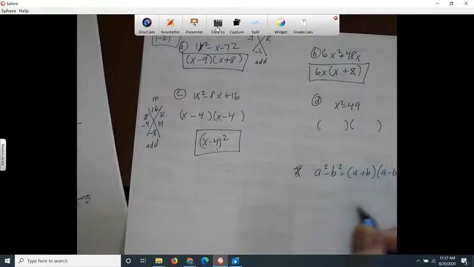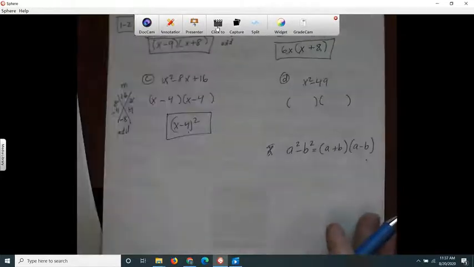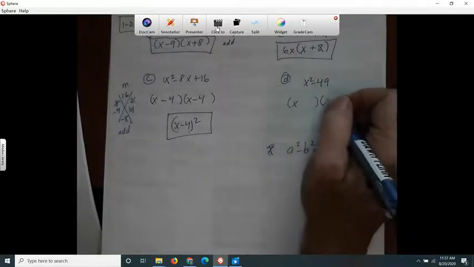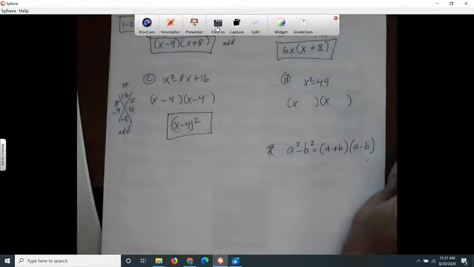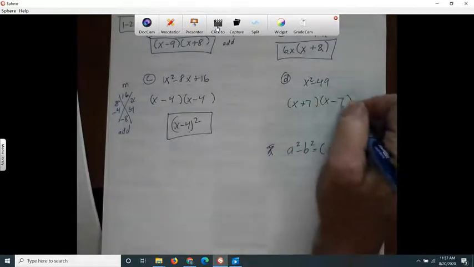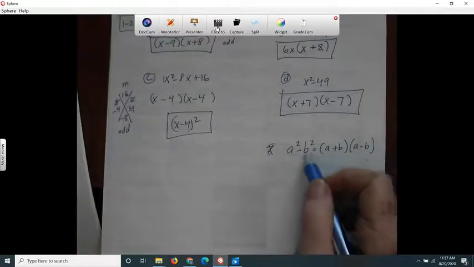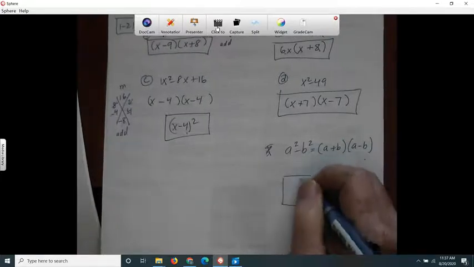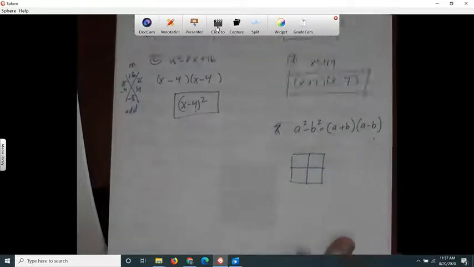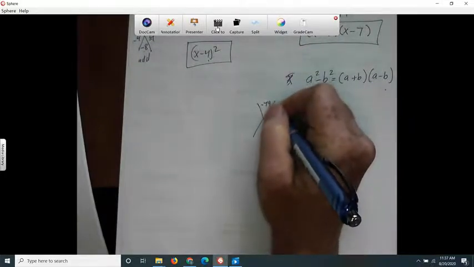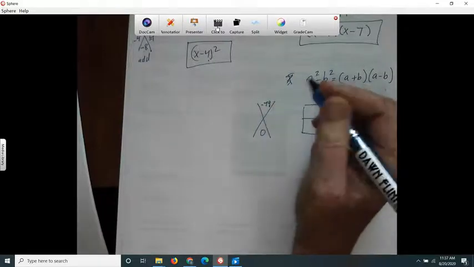If that doesn't make sense because you don't remember studying difference of squares, you can imagine something that multiplies to make negative 49 and adds to make 0. Well, we know 7 times 7 makes 49. Oh, sorry, would it be positive 49? No, it's negative 49. So negative 7 times positive 7 is negative 49. If I add them, they make 0.